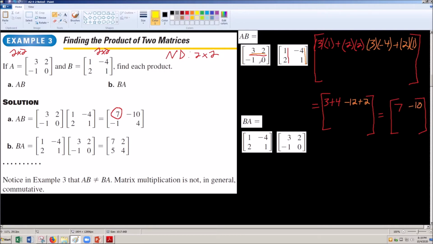Next one here we'll do in yellow. No, yellow doesn't work because it doesn't underline well in the white area here. Second row, first column now. So I've got my negative 1 times 1 plus my 0 times 2. I'm going to add those up so I get negative 1 plus 0, which is just negative 1. And then my next one here, negative 1, 0, and the negative 4, 1.